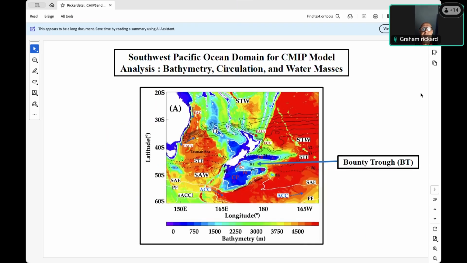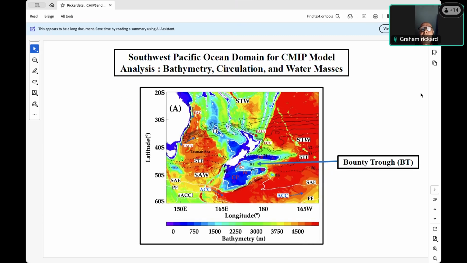So the setting: you can see New Zealand's in the center there. This is the Southwest Pacific Ocean. What we have is a boundary between two sets of water masses. We have warmer subtropical water to the north, and then cooler subantarctic water to the south. What I'll point out is the bathymetry of New Zealand sits across the boundary of these two water masses.